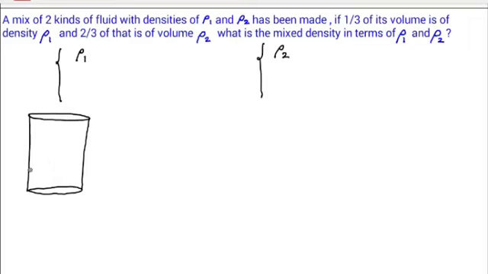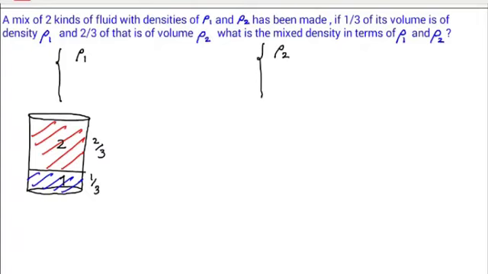1/3 of this cylinder is filled with fluid 1, and the rest of this volume, it means 2/3 of that, is filled with density of rho of 2, with fluid 2. So 1/3 of that is from fluid 1, and 2/3 of that is from fluid 2. Okay, the question is telling us that 1/3 of the volume of the cylinder is from fluid 1, and 2/3 of that is from fluid 2.